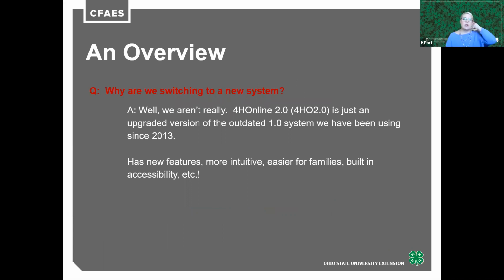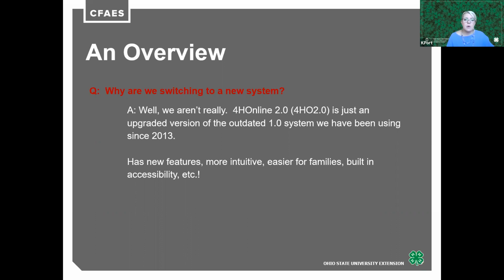All right, so an overview about this. Why are we switching to a new system? Those of you familiar with already using 4-H Online 1.0, we have been using that system since 2013, and it's very outdated. It's clunky. It's not super intuitive. It's just kind of not well built, but it was probably well built in 2013. It just hasn't caught up with the times, I guess.